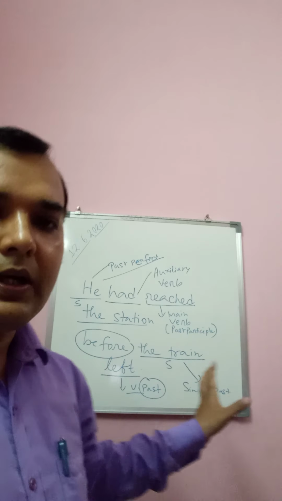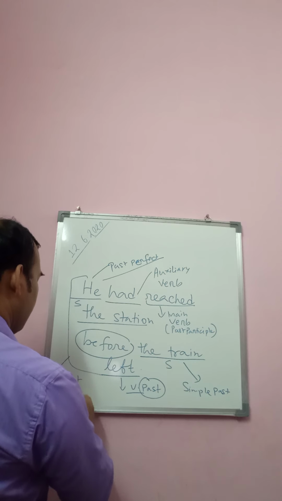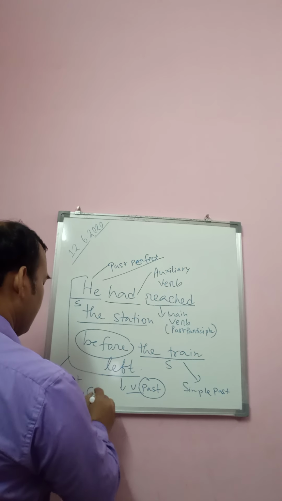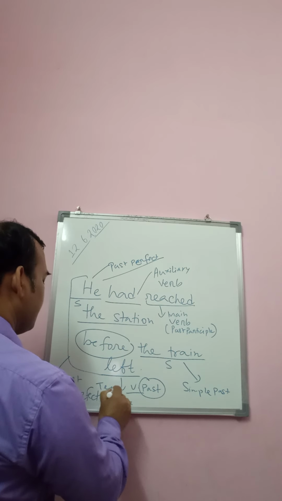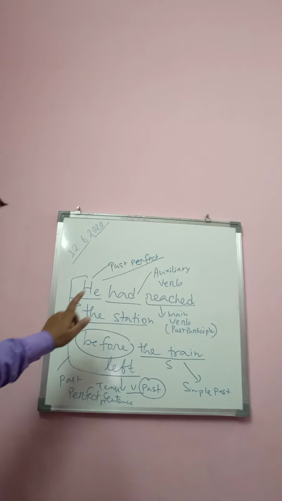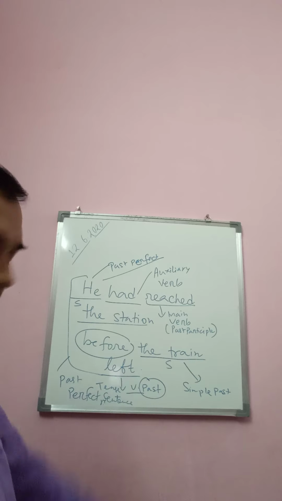Although we find two parts of the sentence here, two sentences joined together, one is past perfect and another is simple past, but they are not two separate entities. As a whole, the whole sentence is a past perfect sentence. Here we find, he had reached the station before the train left.